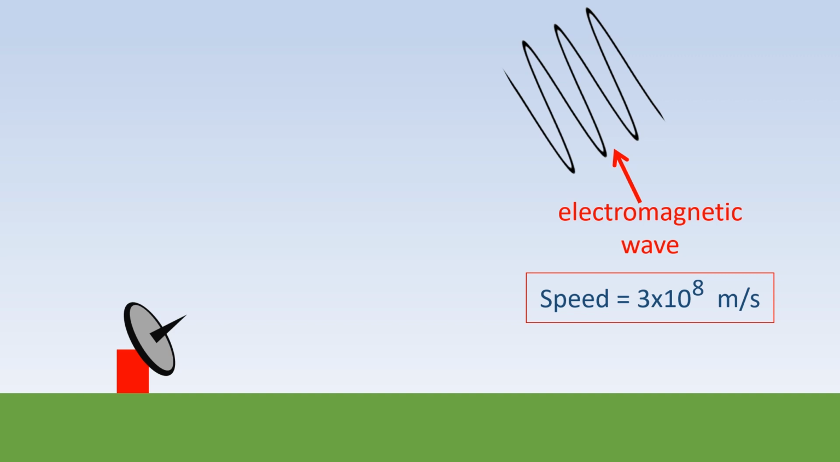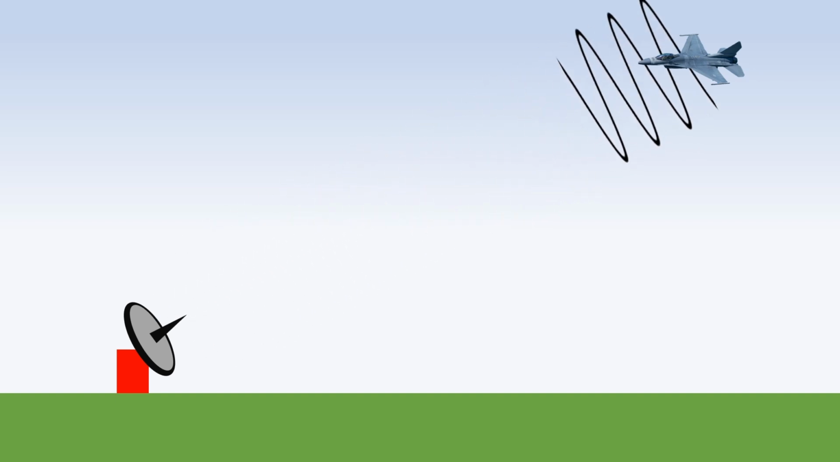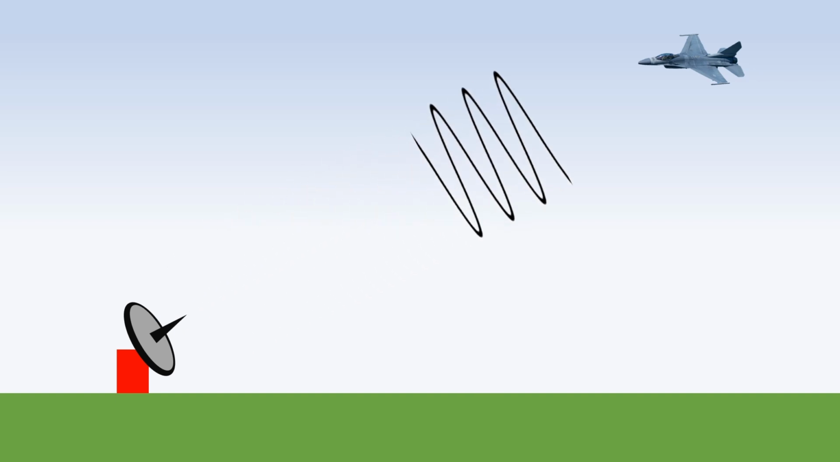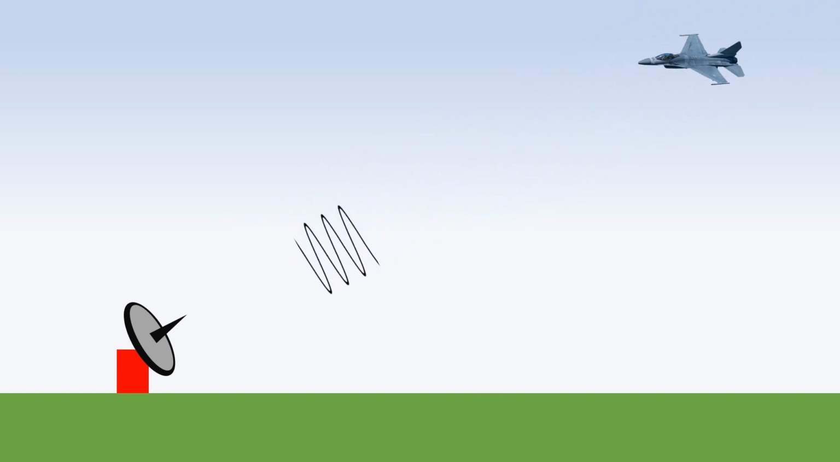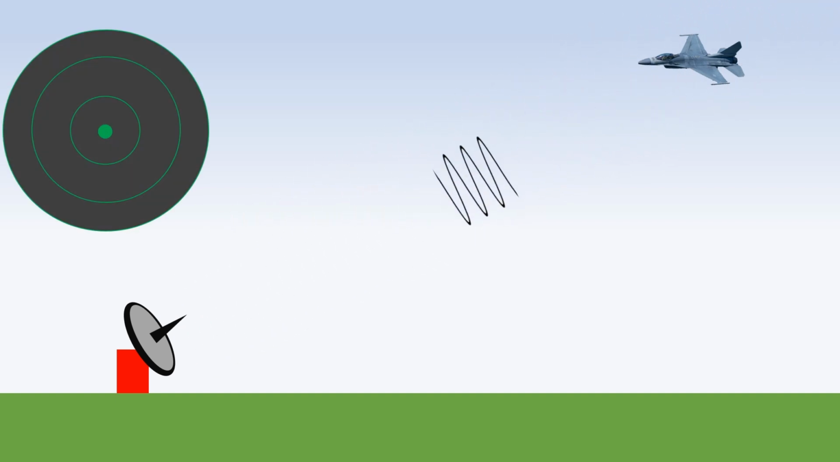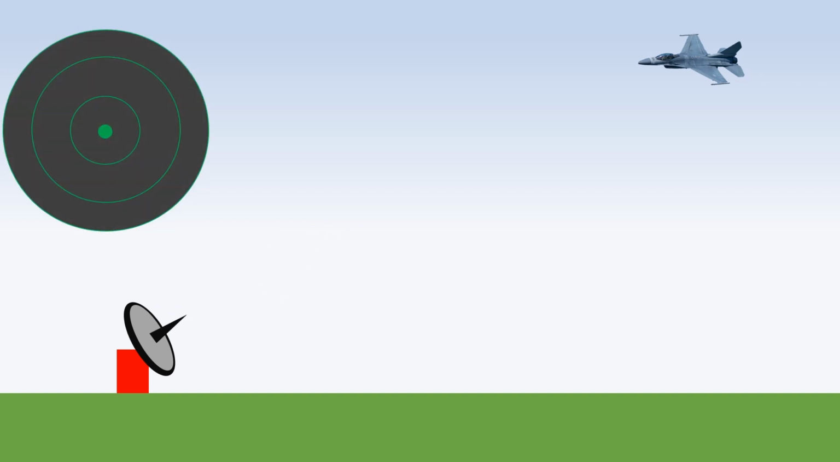Electromagnetic waves have a characteristic that allows them to reflect back to their source when they hit a solid object. So, if the wave hits an aircraft, it will reflect back to the radar. The receiver antenna will pick up the reflected waves and plot the signals. By calculating the time taken for the wave to travel between transmission and return to the receiver, the distance to the aircraft can be determined.